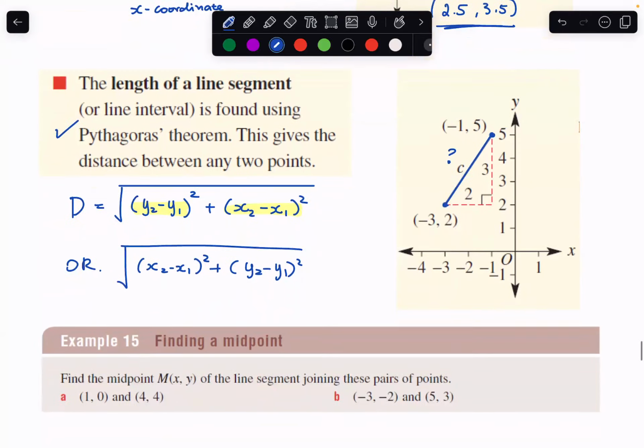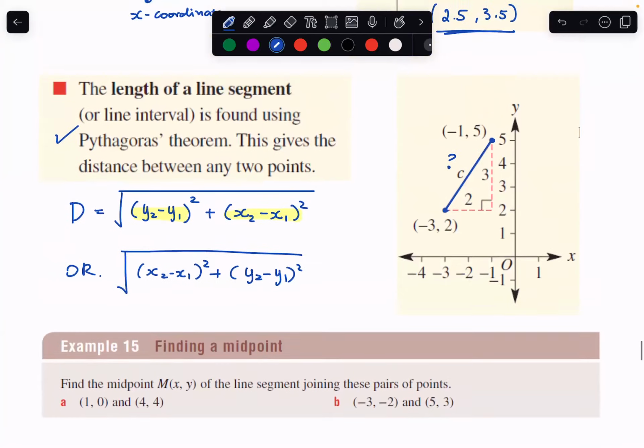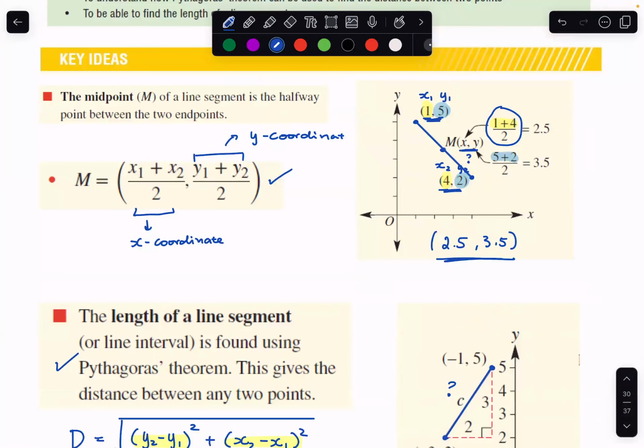All right, so let's have a look at the example. Finding a midpoint. Find the midpoint M, (x, y), of the line segment joining these pairs of points. All right, first one, we have 1, 0 and 4, 4. So find the midpoint. We're going to use the first formula, okay? We're going to use this one.